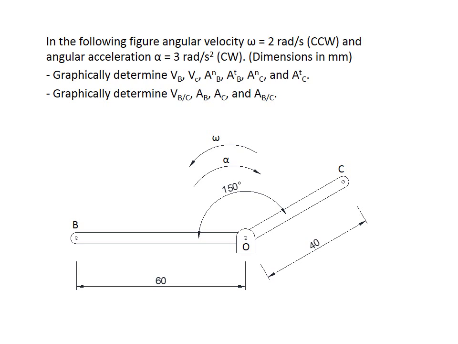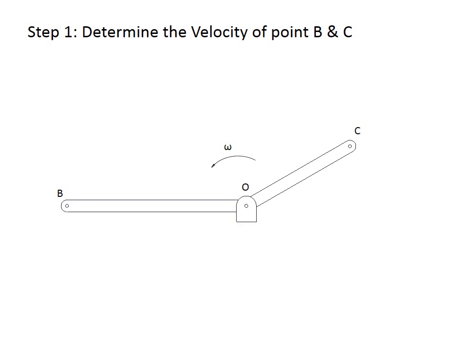All the dimensions are in millimeter, and we want to graphically find the velocity of the point B and C, the relative velocity of the point B versus C, the normal and tangent acceleration of the point B and C, and the relative acceleration. In order to do so, the first step is to find out the velocity of the point B and C.